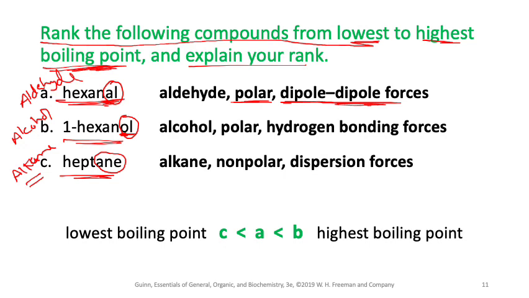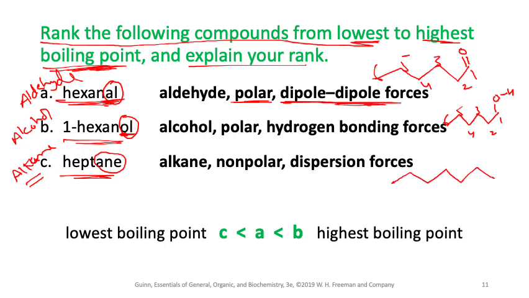So let's make this structure, hexanal. 1 2 3 4 5 6. This is your hexanol. Let's talk about the hexanol. So this is your hexanol. 1 2 3 4 5 6. This is OH, right? Carbon 1 2 3 4 5 6. And this is heptane. Heptane is a 7. 1 2 3 4 5 6 7.